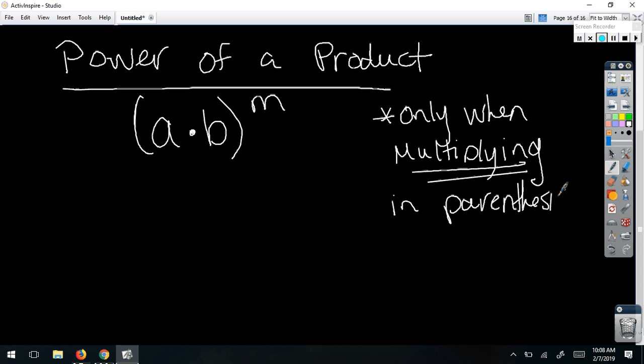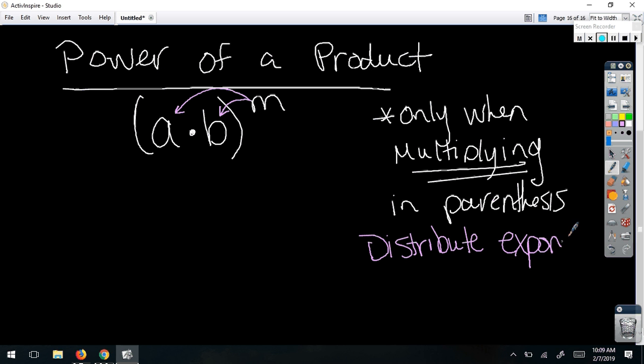When that happens, and I'll give you a second to copy this. All right. When that happens, what you do is you take this exponent and it distributes to both. So this becomes a to the m times b to the m. You don't have to worry about same base here because it doesn't matter the base.